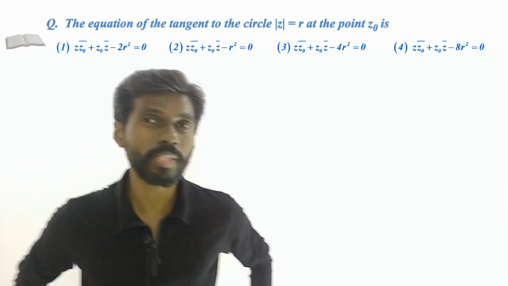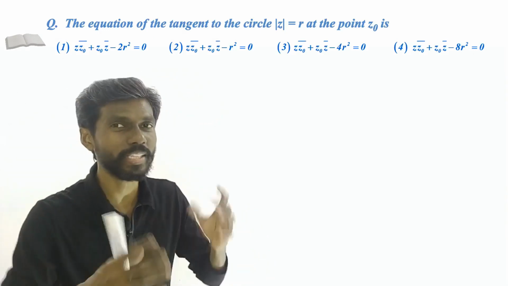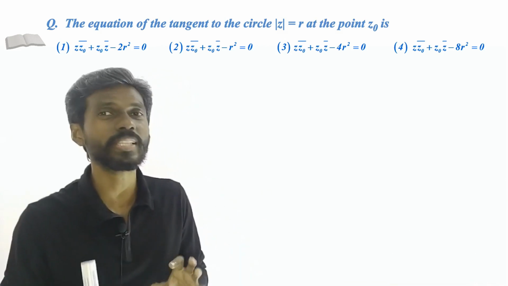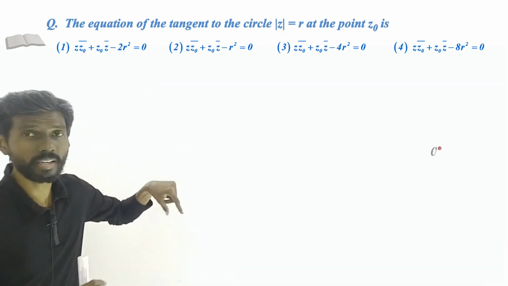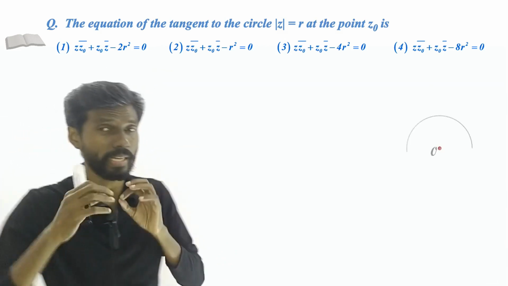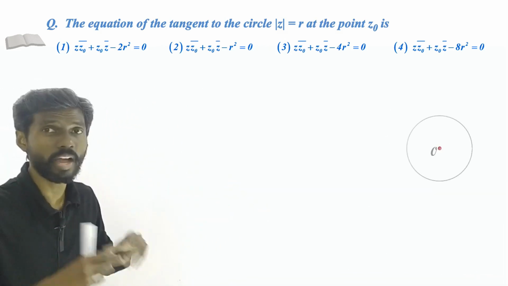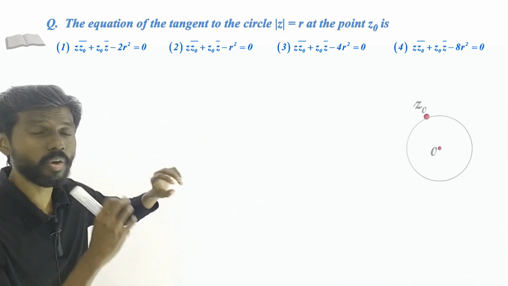This question is also of the same type. See, all these questions are similar, given in different ways, but we have to essentially use the same concept here. See, there is a circle, mod z equal to r is a circle, right, with center origin and radius r. So that we are familiar with. Now there is a point z0 on this circle.